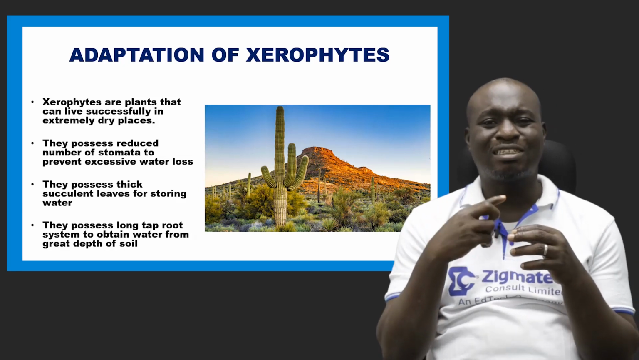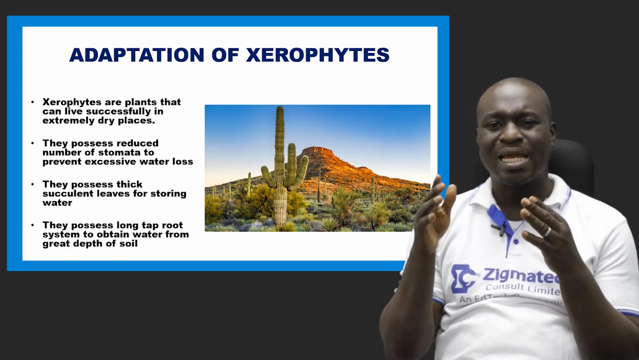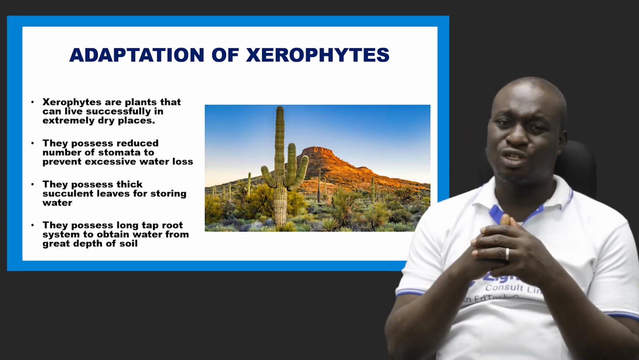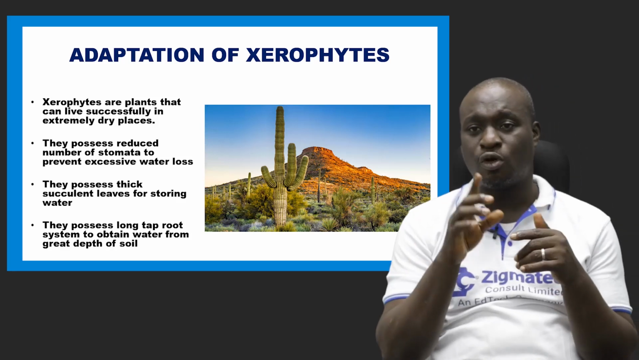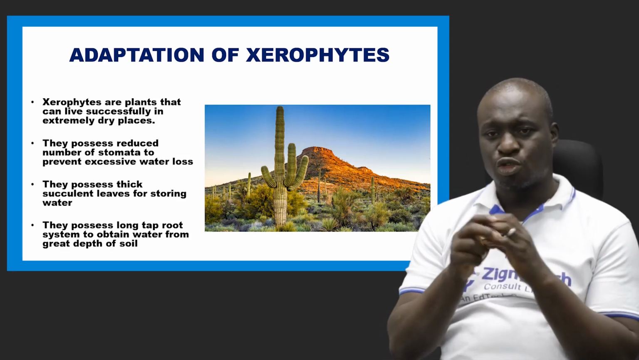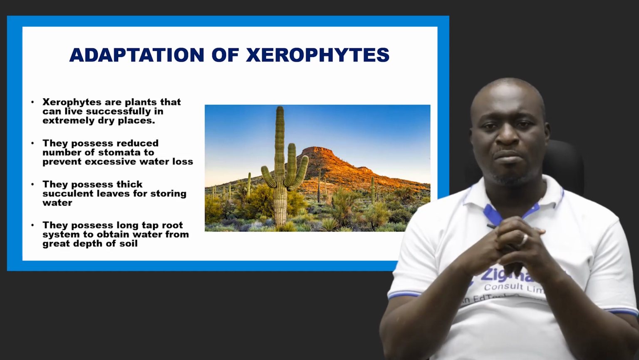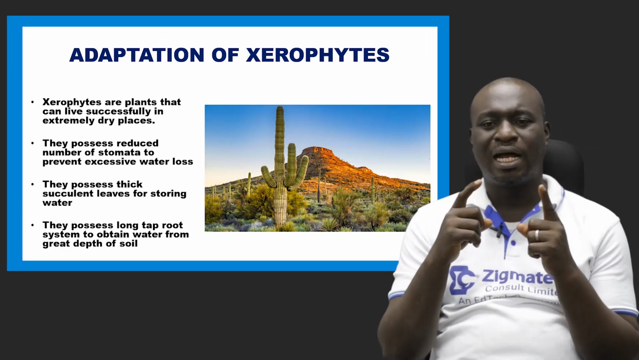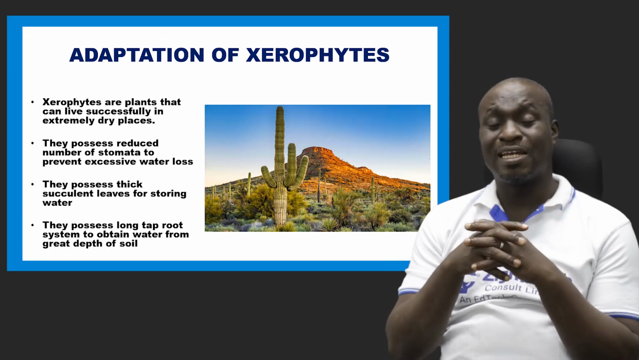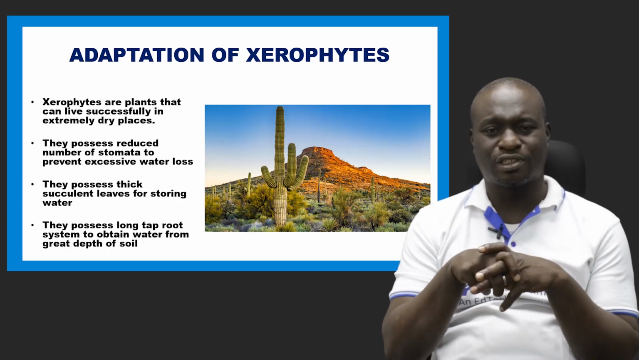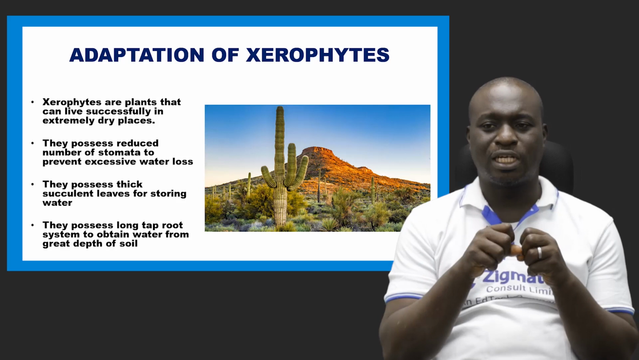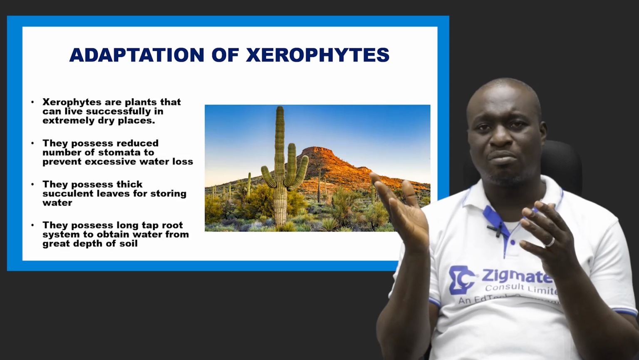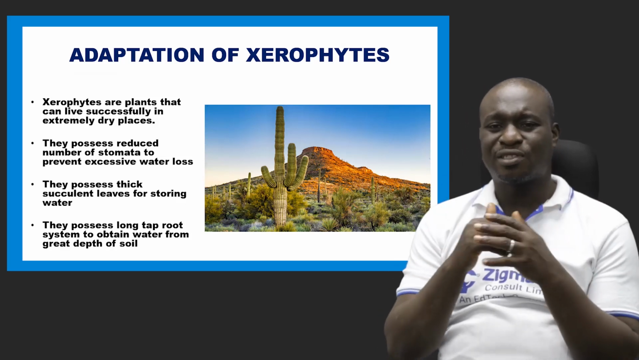So if there is a great number of stomata in a particular plant, it means that transpiration will be high. And transpiration is the loss of water in the form of water vapor through the leaves of plants. So a reduced number of stomata in turn results in reduced water loss. Another adaptive feature is that they possess thick succulent leaves for storing water. You see that mostly in cactus. You see that in so many other plants having these features.